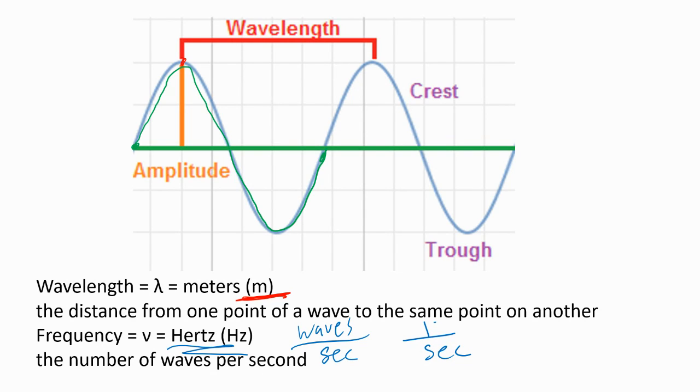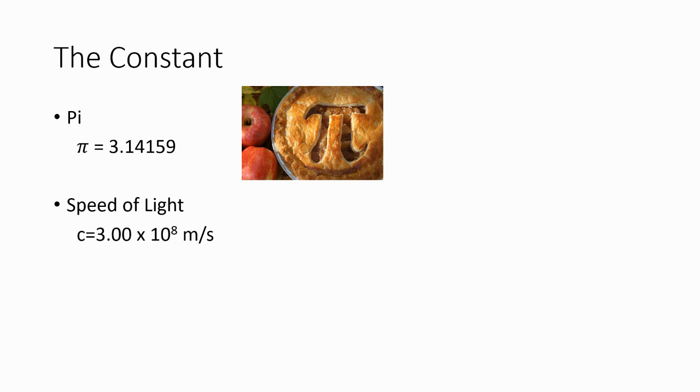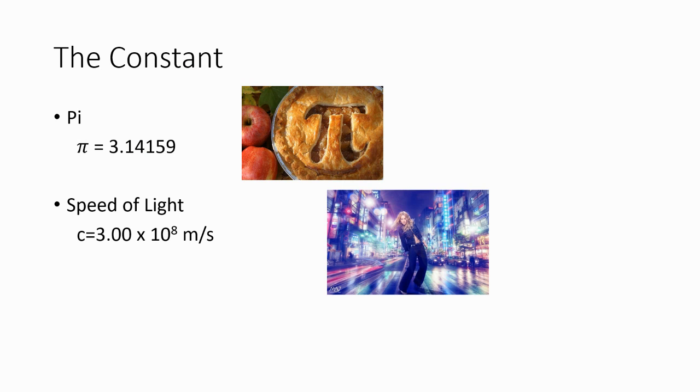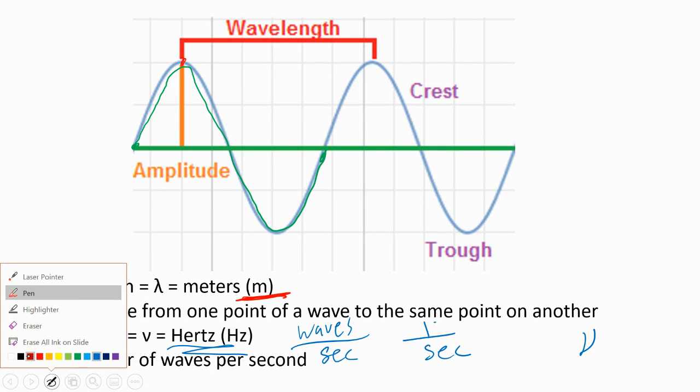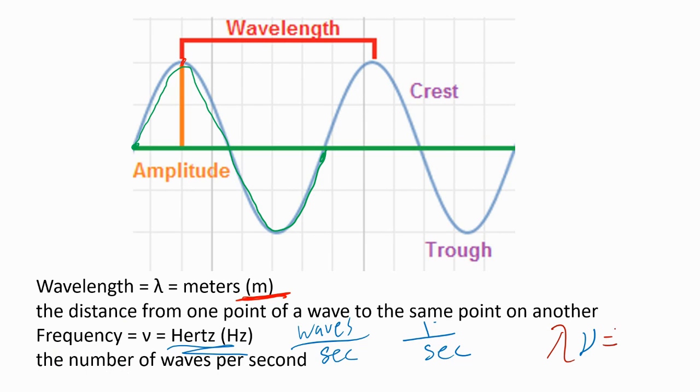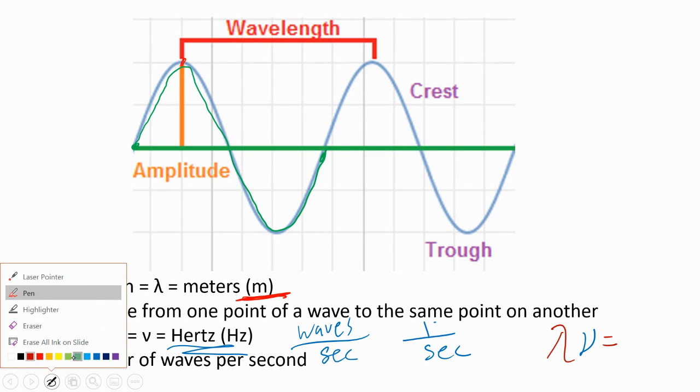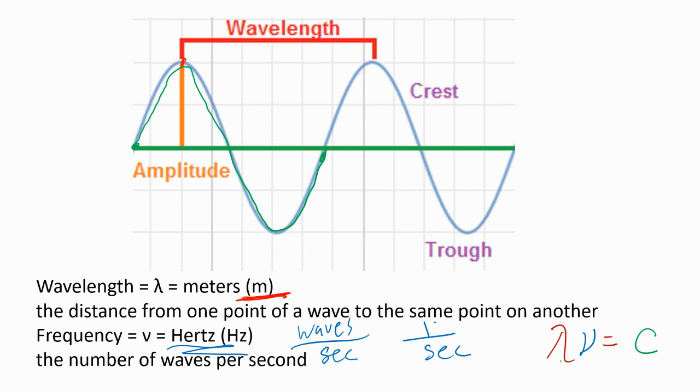When you multiply wavelength times frequency, what you will get is the speed of light. There are some constants that you're familiar with. Pi is a constant, and the speed of light is a constant. As you can see here, meters per second. So if you multiply meters times 1 over seconds, when you see frequency times wavelength, we'll get back into this, it is equal to the speed of light, because meters times 1 over seconds equals meters per second.